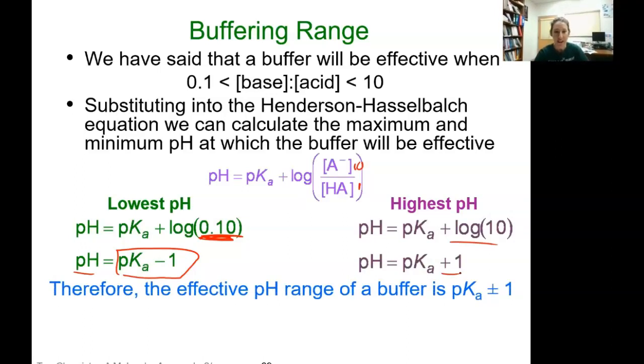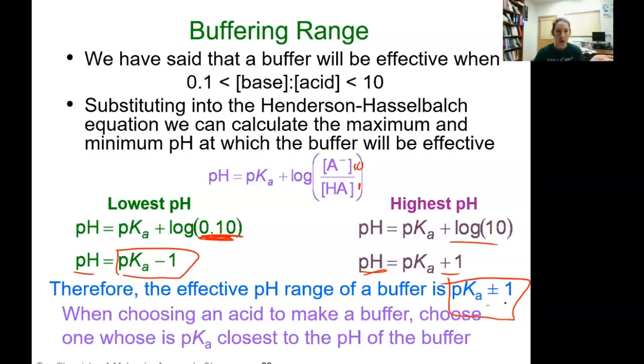So how do you know if it's an effective buffer? pKa plus or minus 1. That's how you know. If the pH is within plus or minus 1 of the pKa, you've got a good buffer. That's a good range for your buffer. So when choosing an acid to make a buffer, you want to choose one whose pKa is closest to the pH of the buffer.